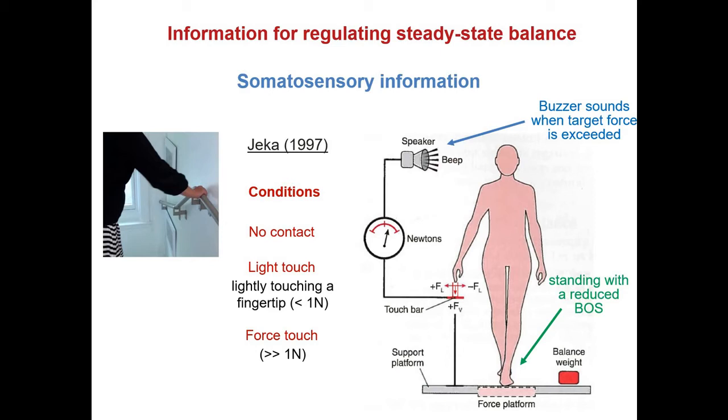To give you a sense of what 1 Newton of force means, 1 Newton of force is created by the combined weight of a knife and a fork. If the subject loaded the arm and produced more than 1 Newton of force in this condition, a buzzer sounded. In the final condition, the participant was allowed to bear some of the weight of their body on the support surface to aid their balance.